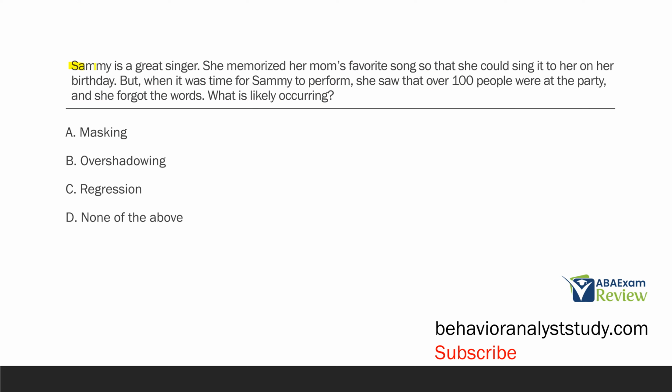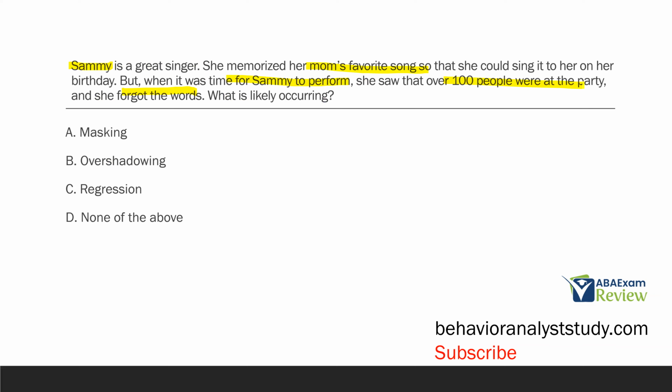All right, so we have Sammy here, who's a singer. She memorized the song so she could sing it to her mom. It was time to perform. She forgot the words because there were over 100 people at the party. Now, think about these situations, let's say in sports, where people choke and have a bad game even though they're well trained, or cooks cook a bad meal, or you have a bad meeting, whatever it might be. You know how to do something, you get into a situation, and for some reason you mess up, or you can no longer do it.